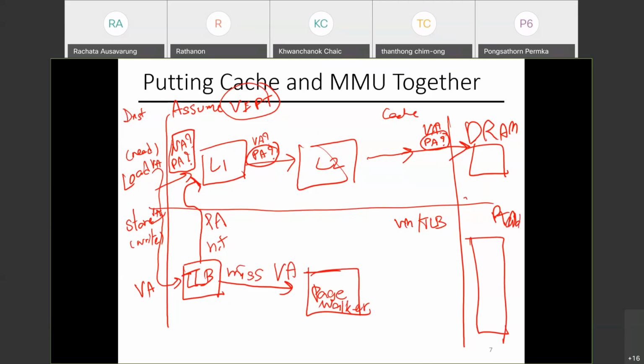All right, my handwriting sucks, so let me rewrite it. Page table.